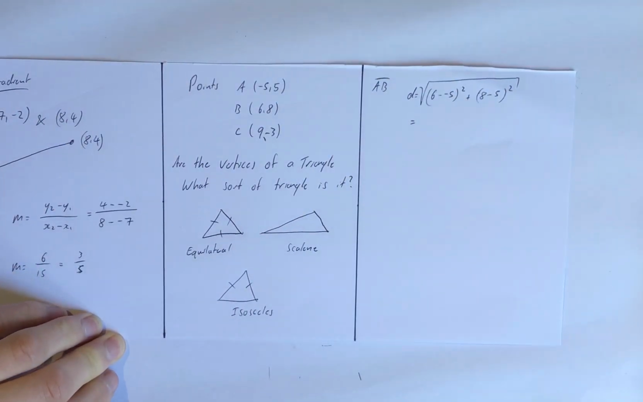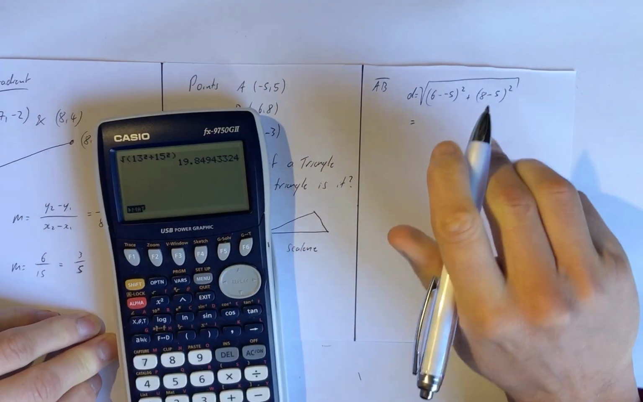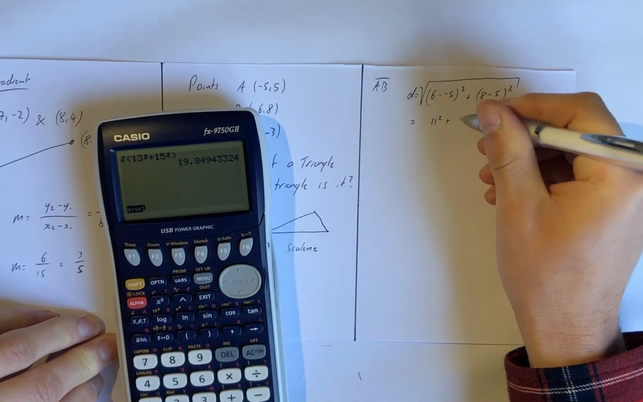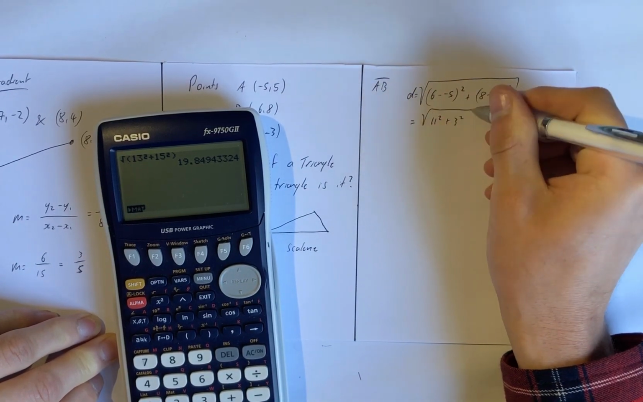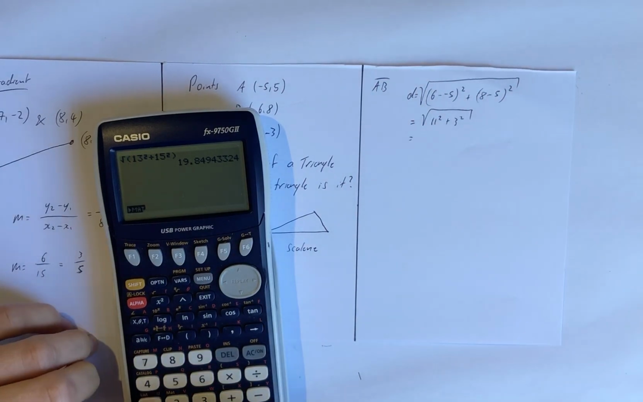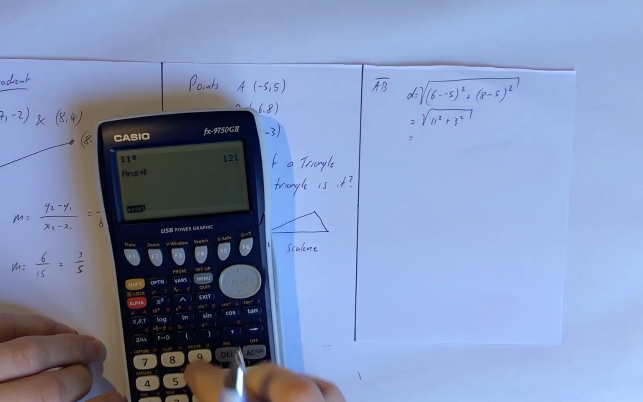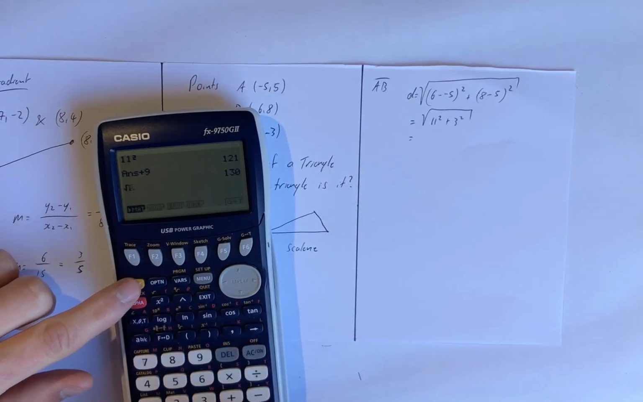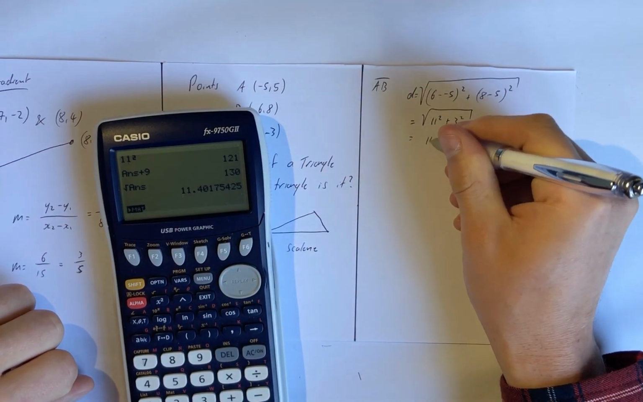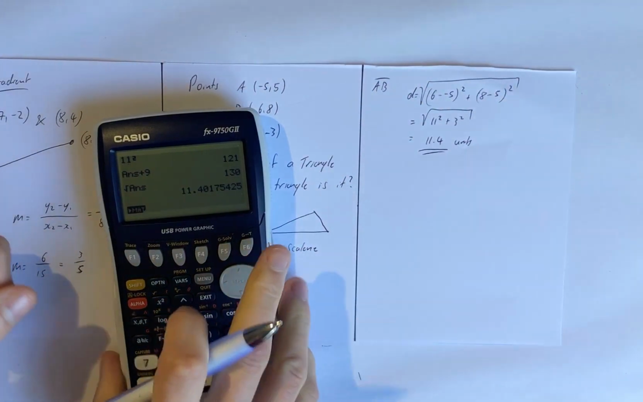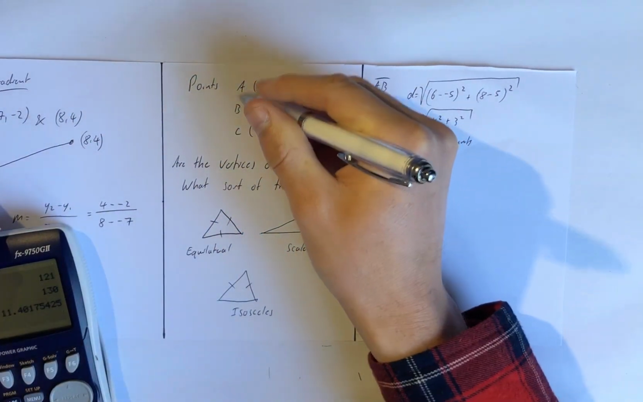So that distance is going to be 6 plus 5 is 11 squared plus 3 squared, and then I square root that. So I've got, I'll just do it perfectly, 11 squared, 121, plus 9. And then I square root that, 11.4 units. Now my other one is I want AC.